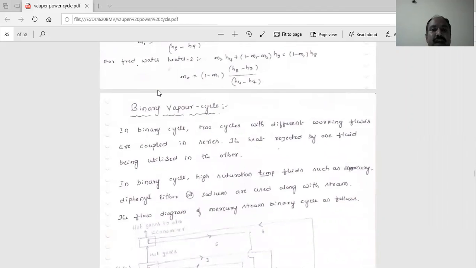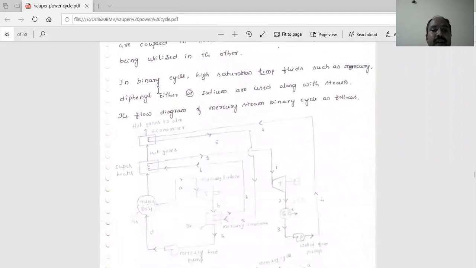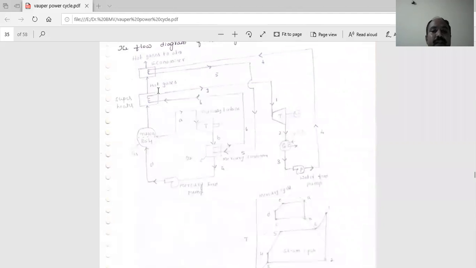They will be placed in series. The heat rejected from one cycle will be utilized for the other cycle. That is the working principle behind this binary vapor power cycle. This is the block diagram of the binary vapor power cycle.